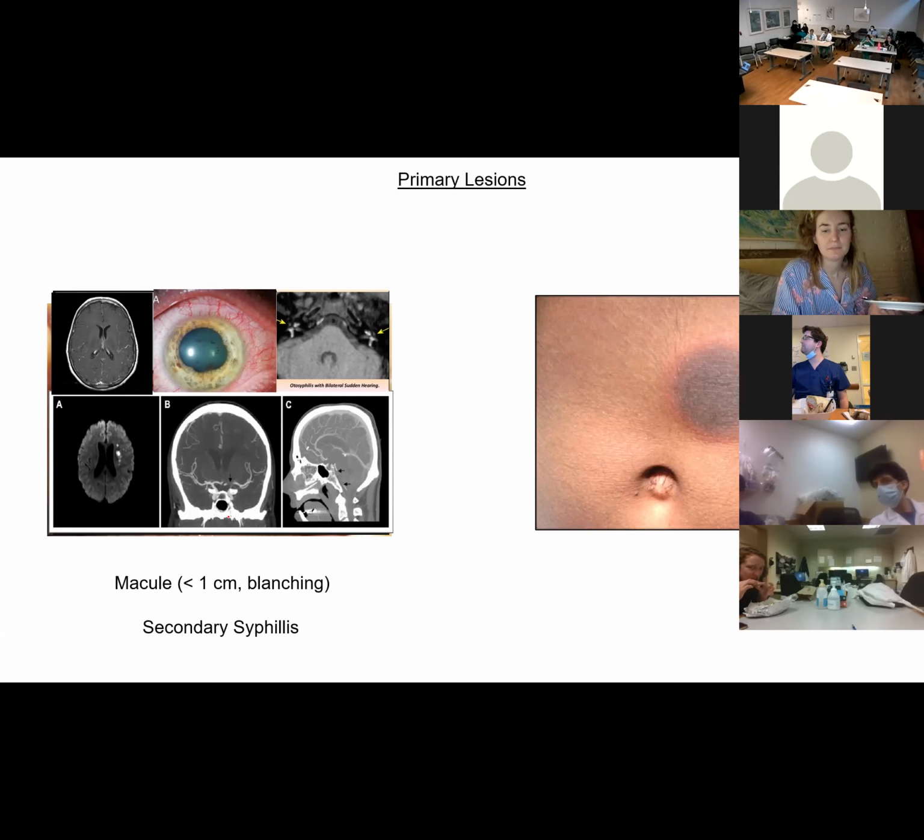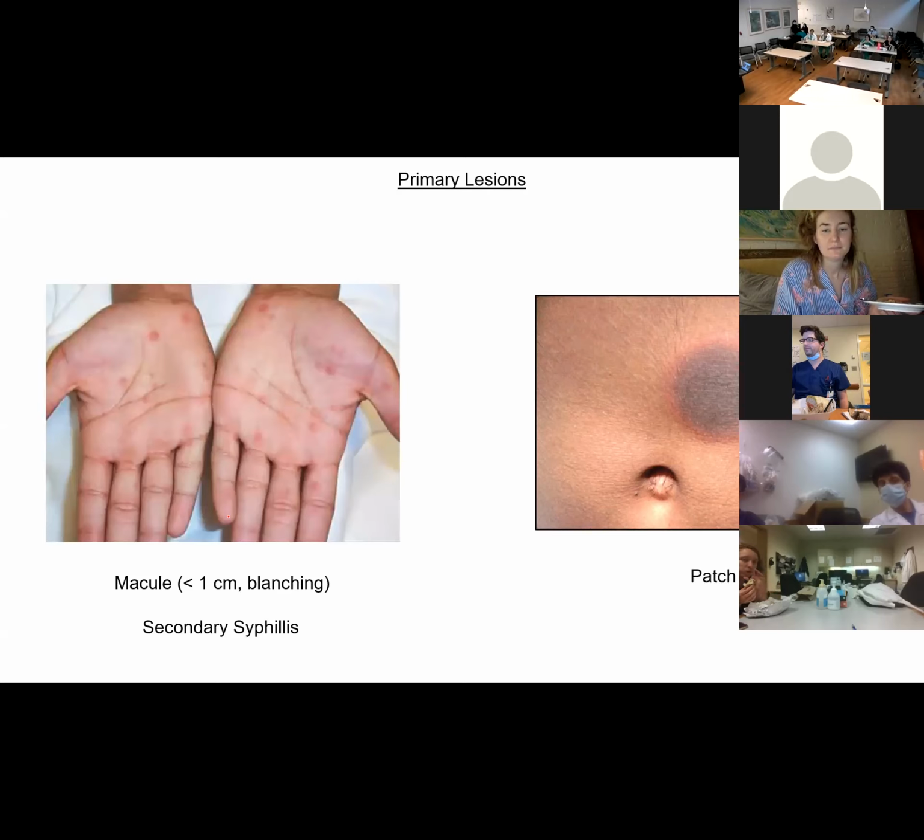Oh, close. Patch. So it is the patch. Very close. So patch is going to be greater than 1 centimeter, and it's going to be flat. We'll get to plaque in a little bit. So flat, greater than 1 centimeter.